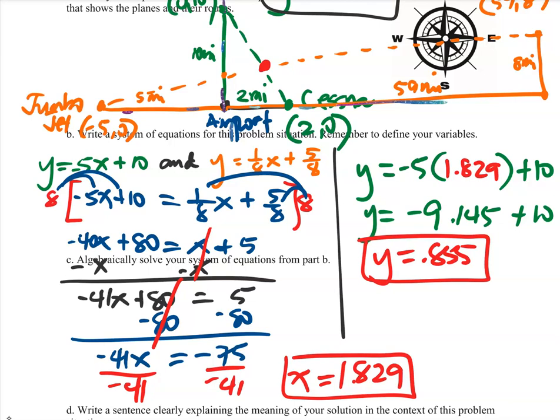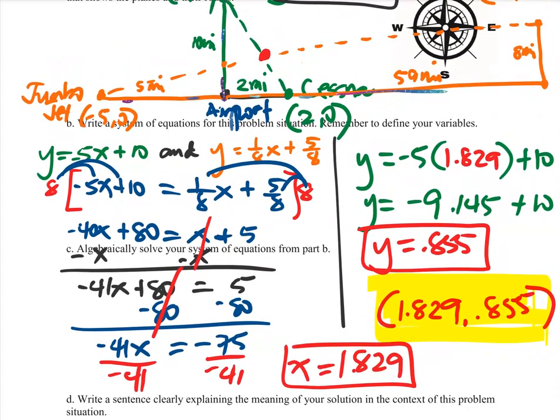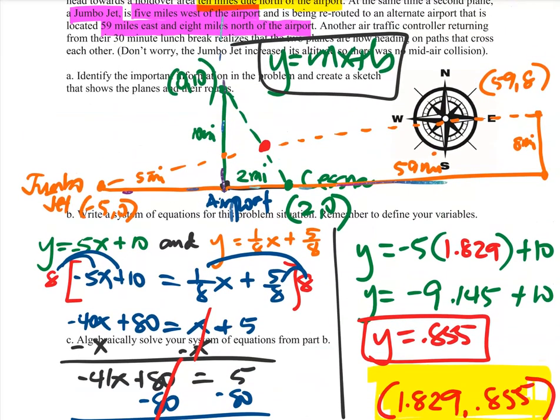So the point of intersection, this point here, is at (1.829, 0.855). So this is the point of intersection, and that is where the two planes will intersect. This is Cessna and this is Jumbo Jet. But don't worry, they mentioned here that the Jumbo Jet increased its altitude so that there will be no mid-air collision.